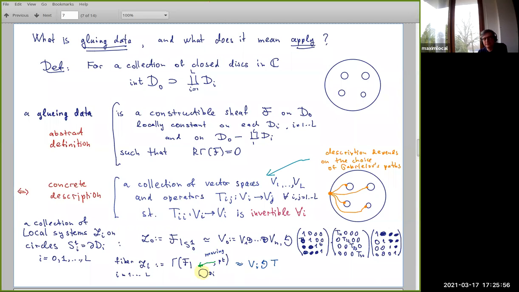I first give an abstract definition. I consider a constructible sheaf of, let's say, super vector spaces on this big disk, which is locally constant on each small disk and also locally constant on the complement of this union of small disks. You can contract small disks to a point. It will be a usual constructible sheaf, and maybe extend it to the whole plane.